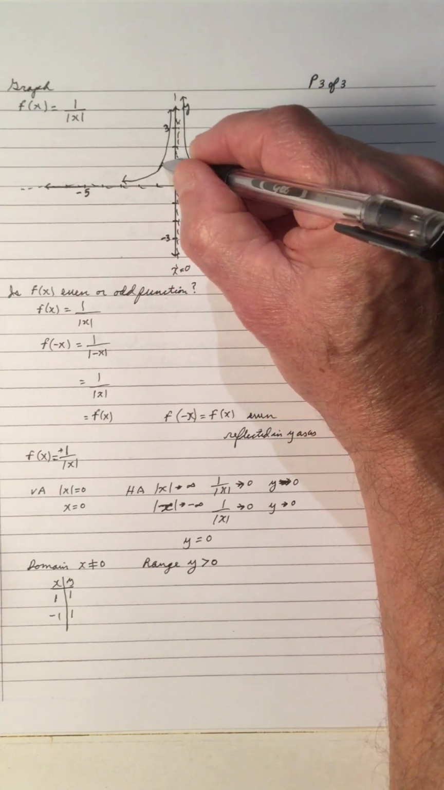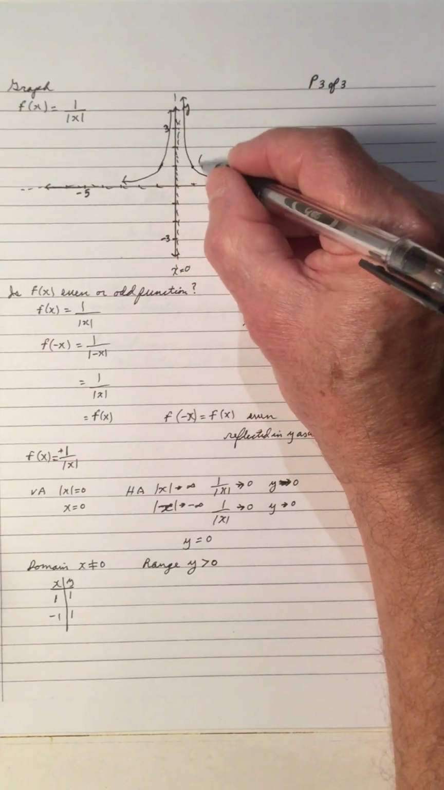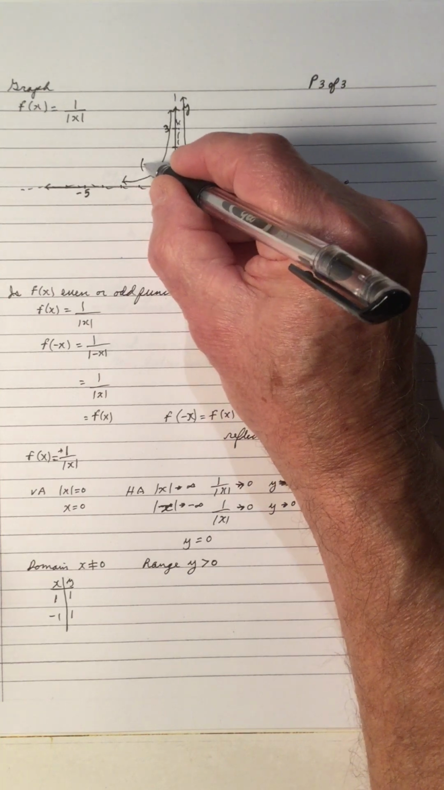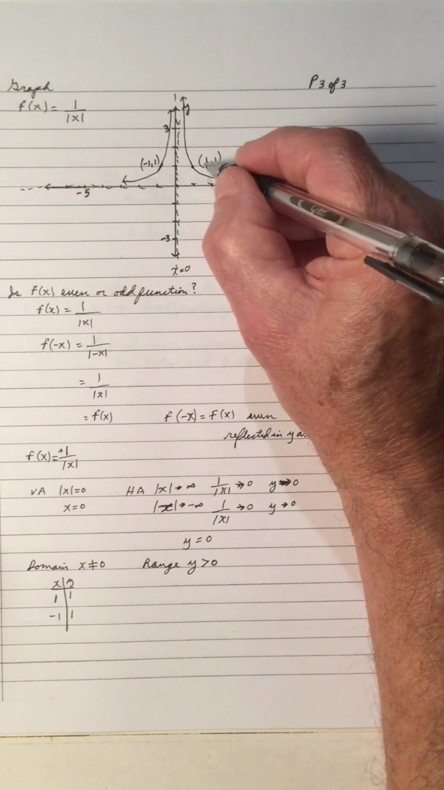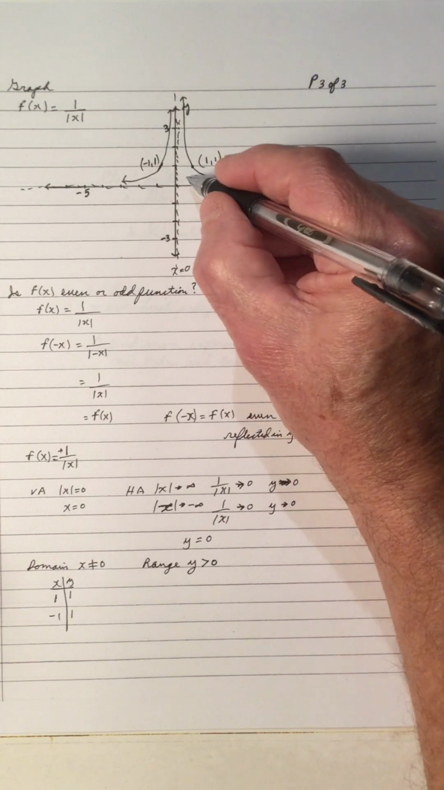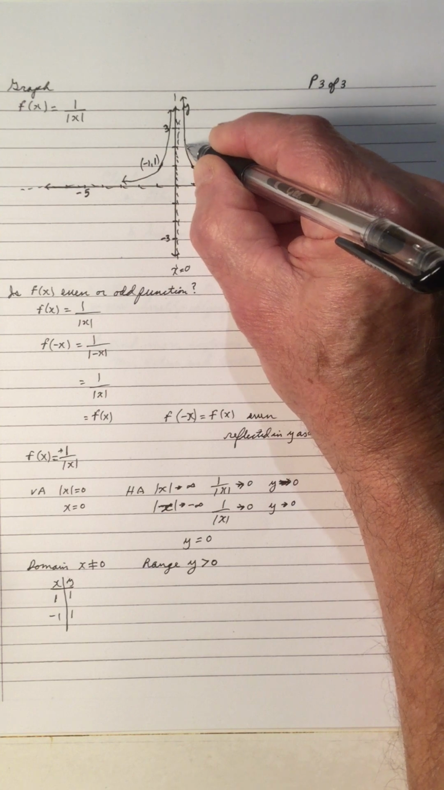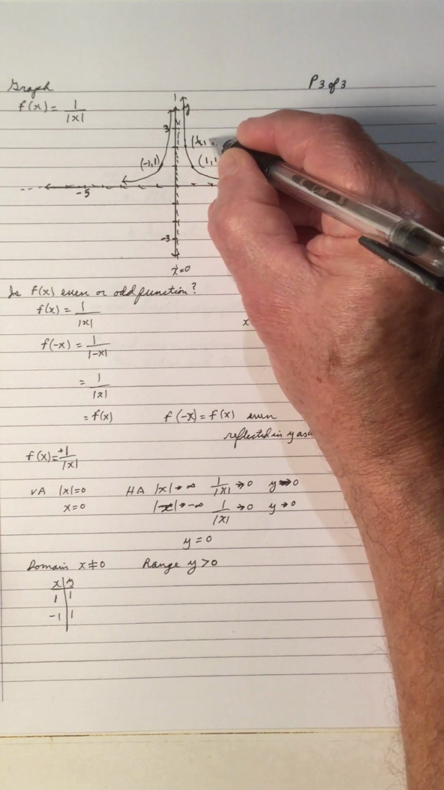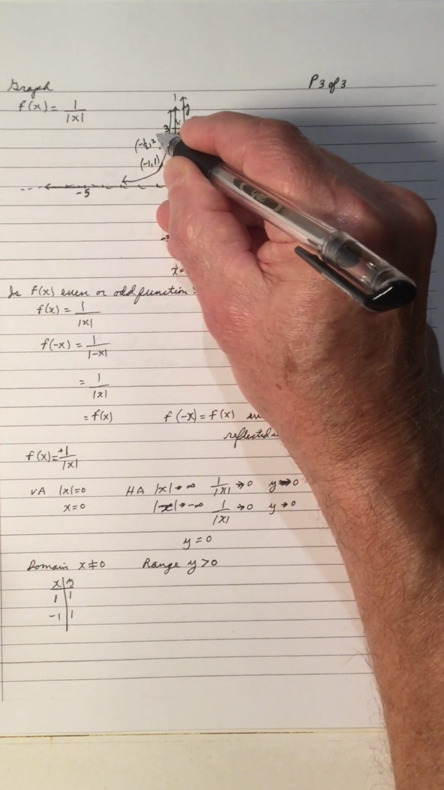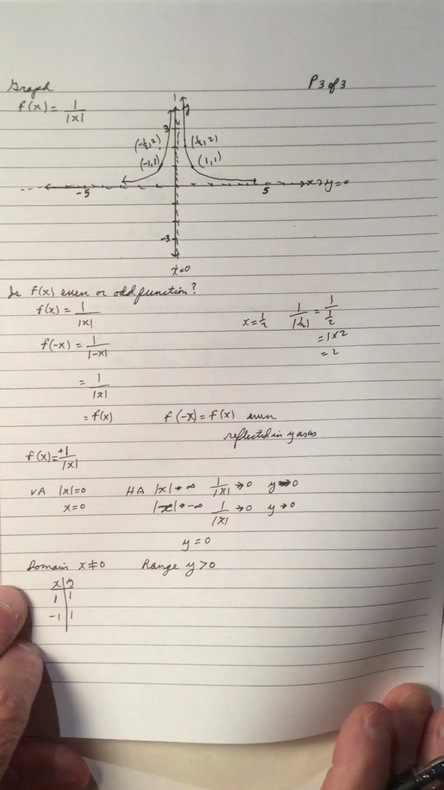And you can see that it's an even function. Notice this ordered pair is 1, 1. This ordered pair is -1, 1. So the x values are positive and negative, but the y values stay the same. And that's true here too. If you took a half, a half gives you a 2, and negative a half gives you 2 also. So it's reflected in the y-axis. Just wanted to explain that.